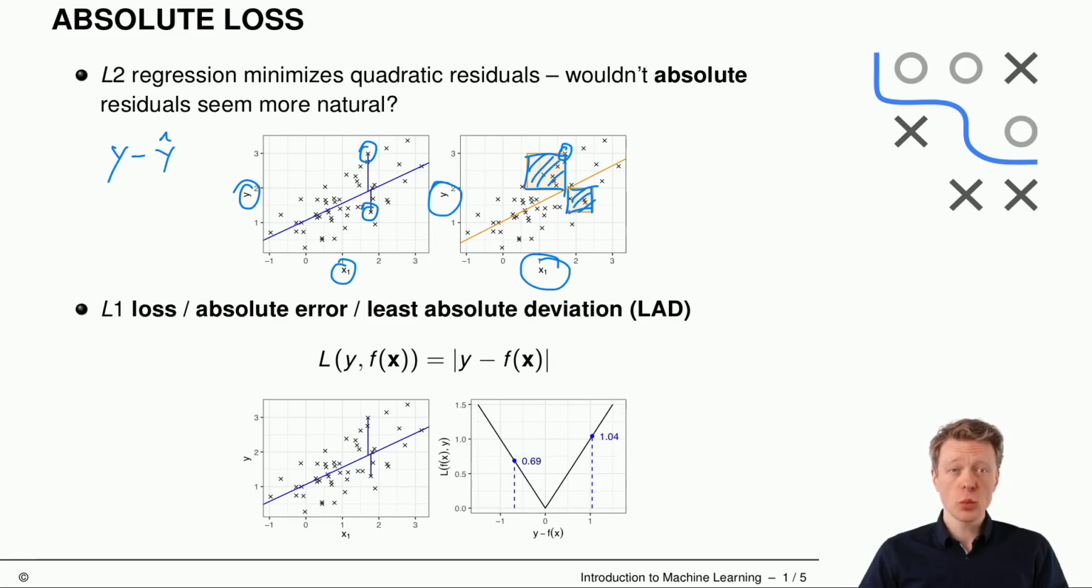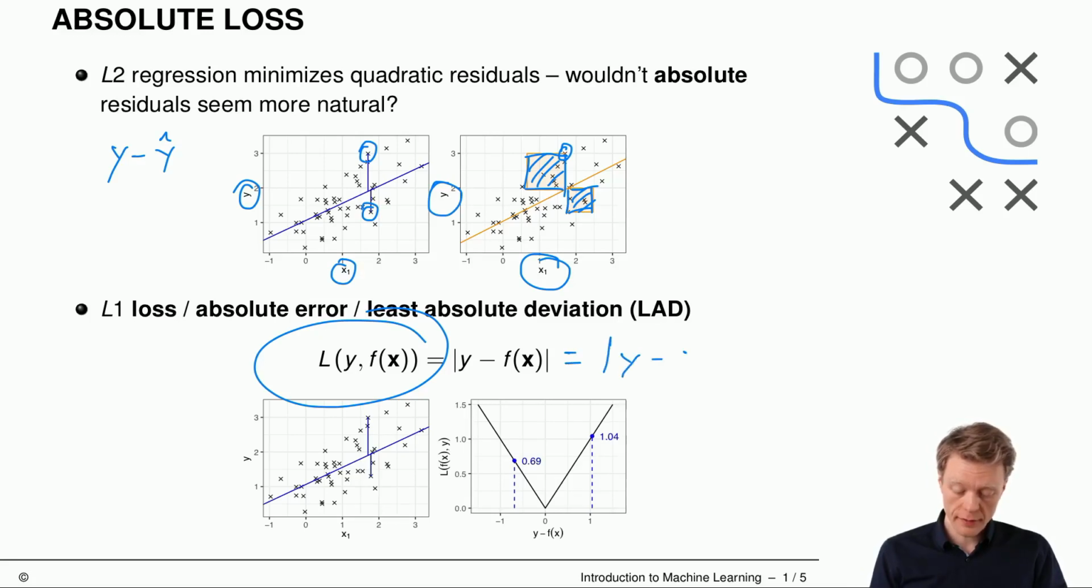And that's exactly what the L1 loss is about. So that's also called absolute error or least absolute deviation. So if you go down here, the loss function is defined as the absolute difference between y and the predicted value, so y minus f of x, or we can also say y minus y hat. And what you see down here on the left-hand side is exactly the same thing as above, so the same points. And for these two points here, we have a second plot on the right-hand side.